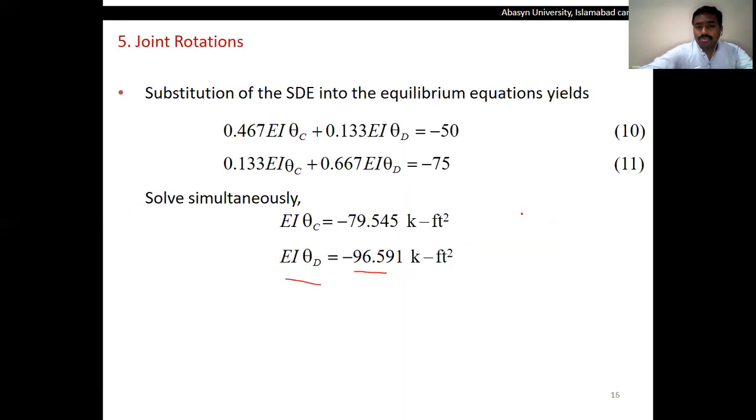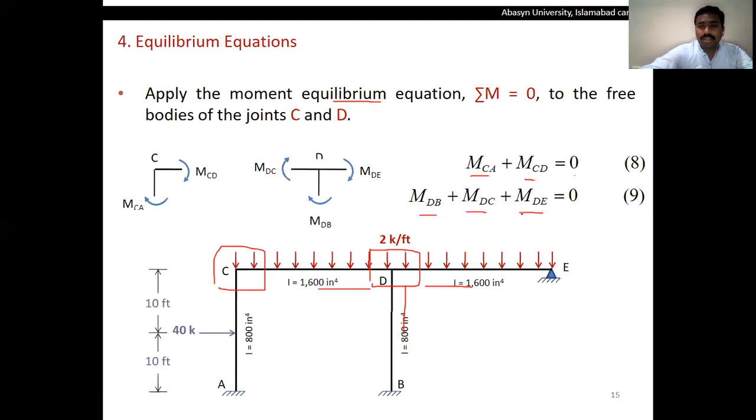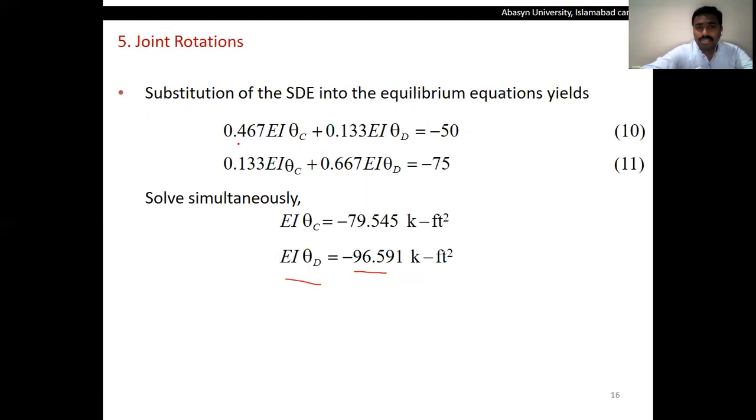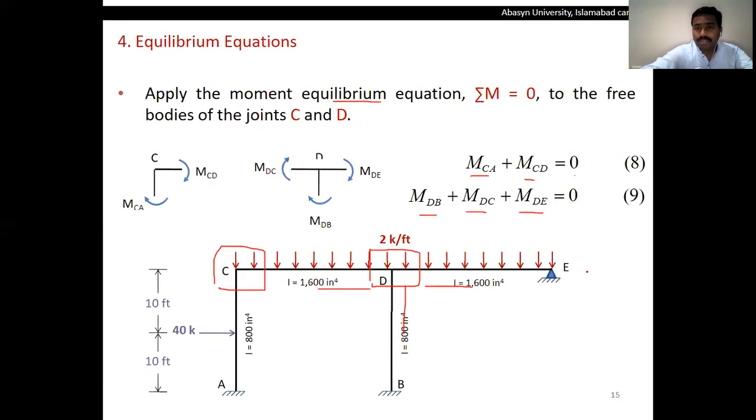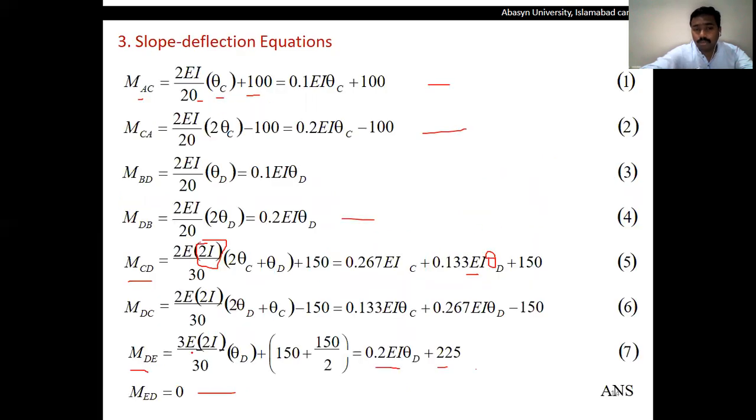And you are seeing here that the first value is the M value of MCA, the second value is MCD, and in the next equation we will have the value of MDB, MDC, and there is no value of MDE in this part, because in the MDE we have a zero moment.